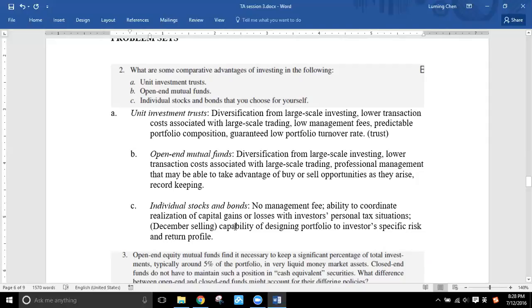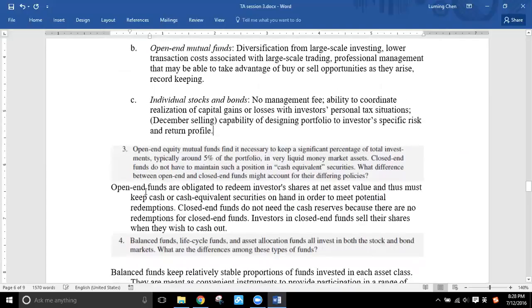And you also have the capability of designing a portfolio to investors' specific risk and return profile because you know yourself the best. The fund, your broker, they don't know exactly what is your risk appetite and what is your required rate of return.